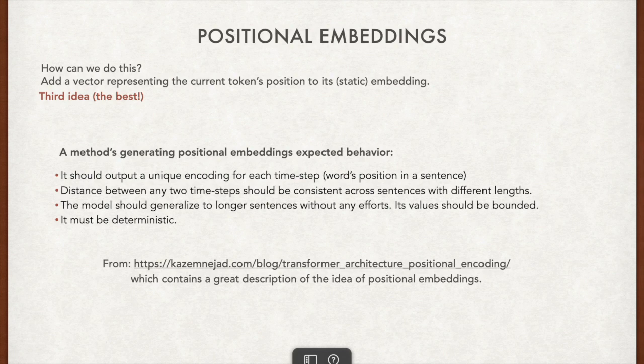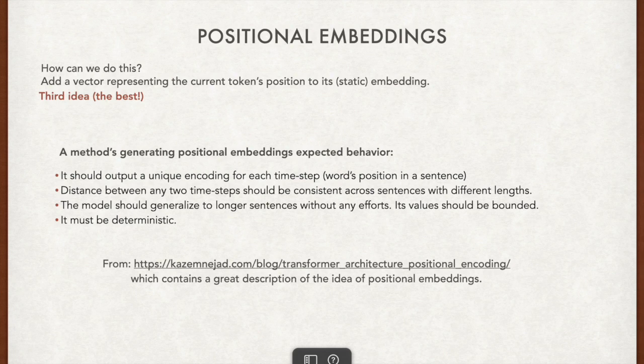So the method producing positional embeddings should output a unique encoding for each time step. Distance between any two time steps should be consistent across sentences with different lengths. Our model should generalize to longer sequences without any efforts. Its values should be bounded to some value range. And finally, the method producing positional embeddings must be deterministic.